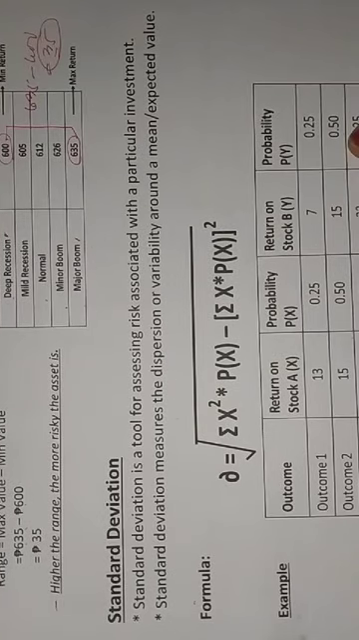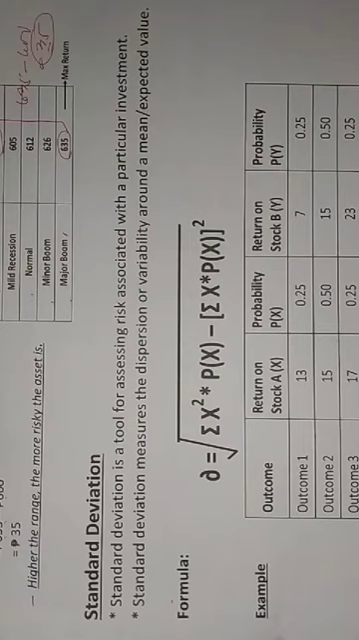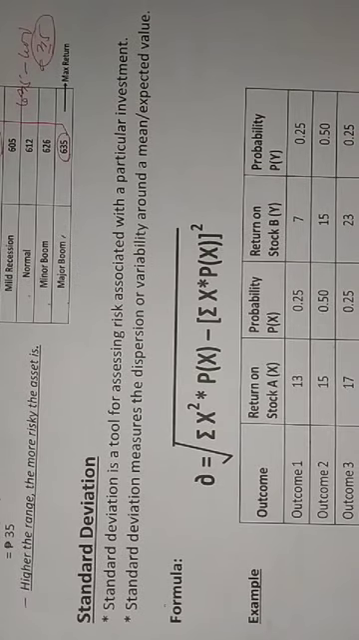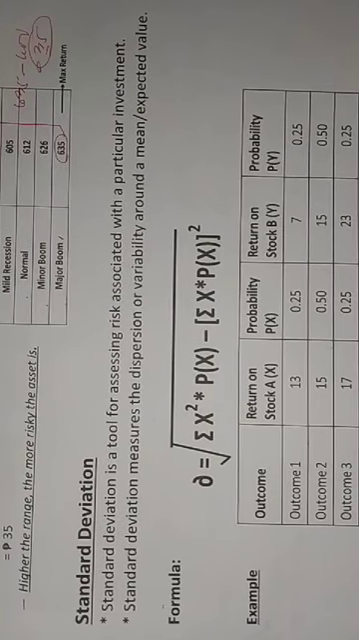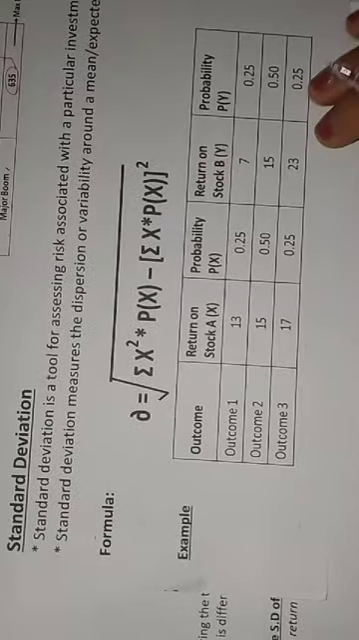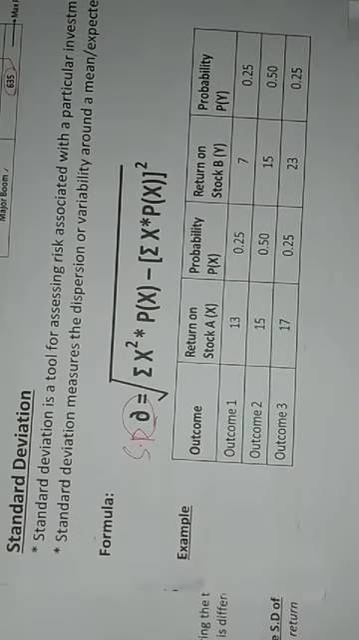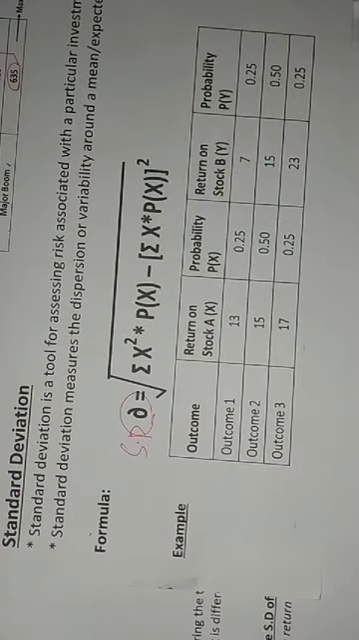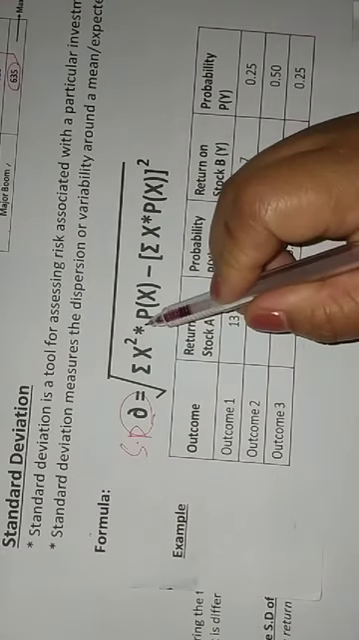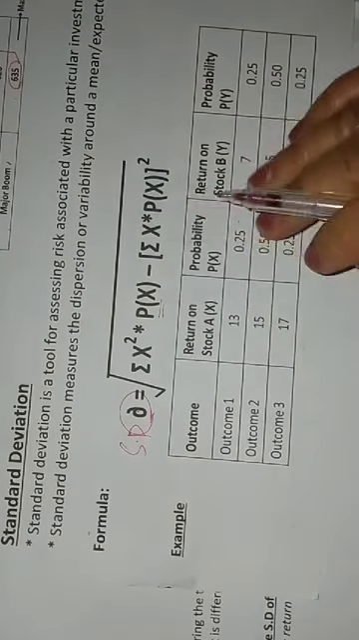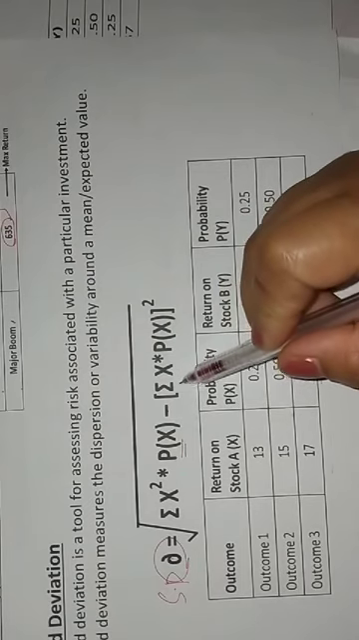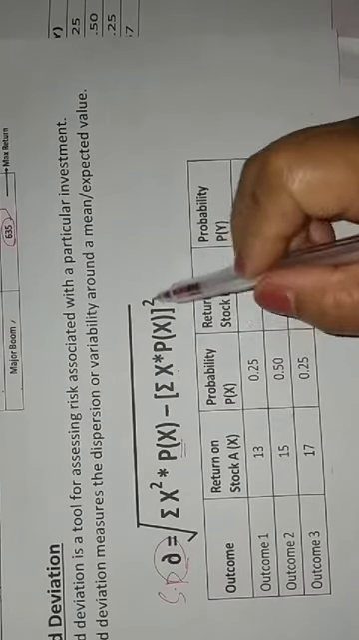Okay? So, let's proceed to the standard deviation. Standard deviation is a tool for assessing the risk associated with a particular investment. Standard deviation measures the dispersion of variability around the mean or expected value. So the formula is: standard deviation, SD, this sign, is equal to the square root of the summation of x squared times p(x), minus the summation of x times p(x), squared.